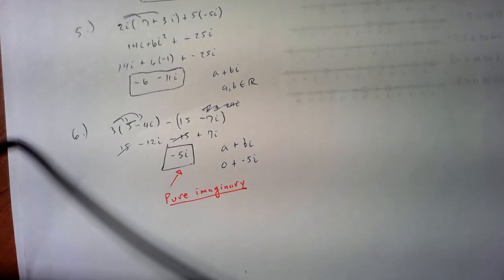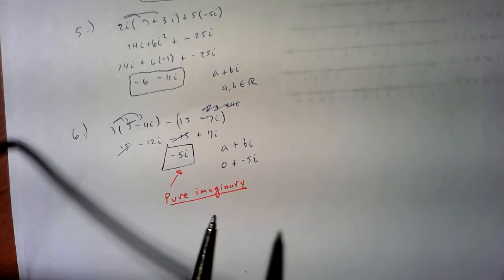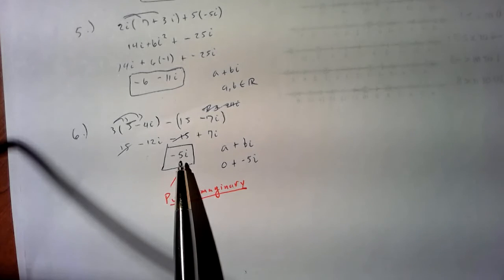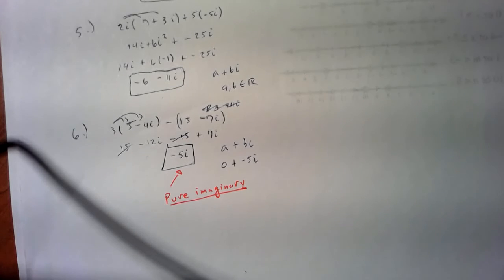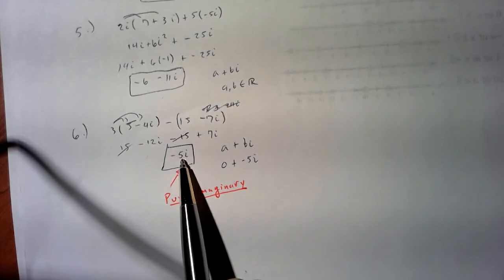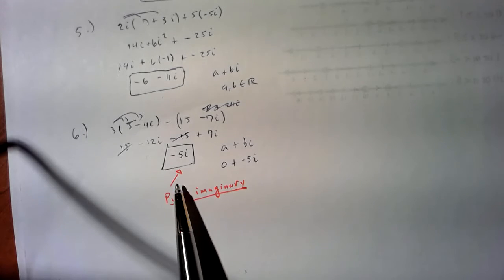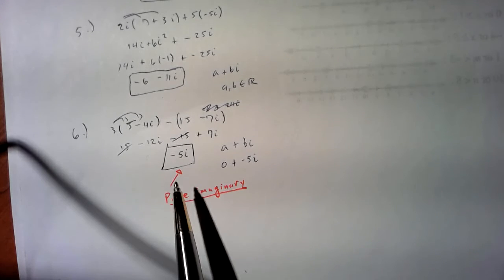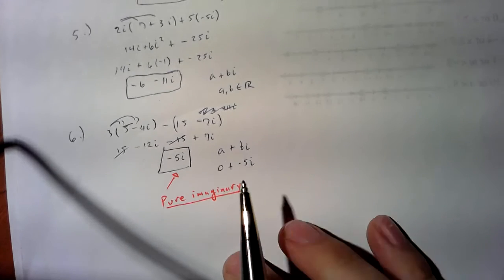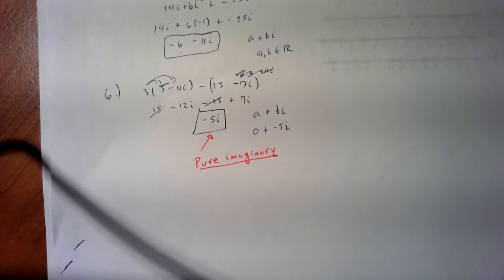You might not use that in class, but just in case the teacher mentions something about pure imaginary numbers, it's talking about numbers that only have the imaginary component, as opposed to a real and an imaginary component. Numbers that only have that i without the plus or minus another number are simply called pure imaginary. Alright, so that's number 6.